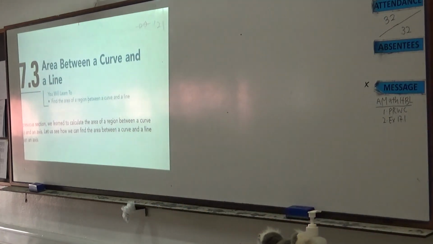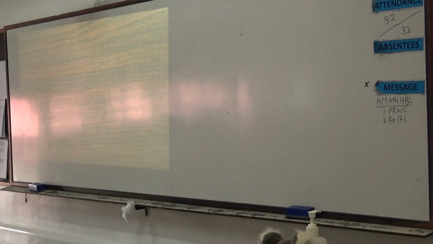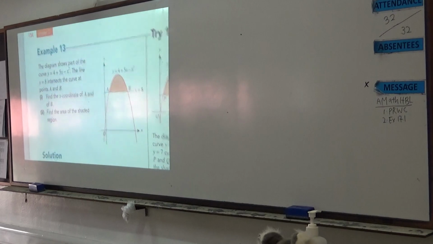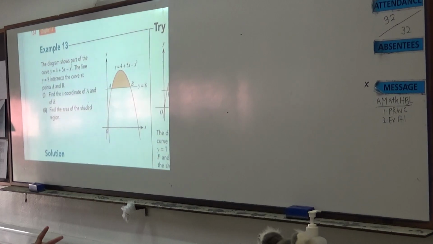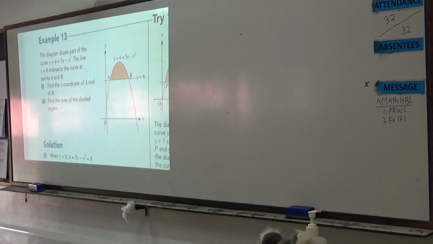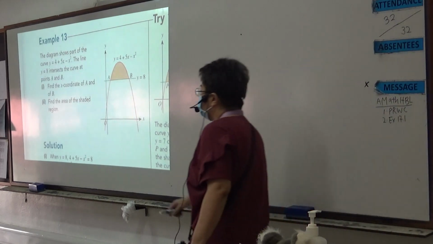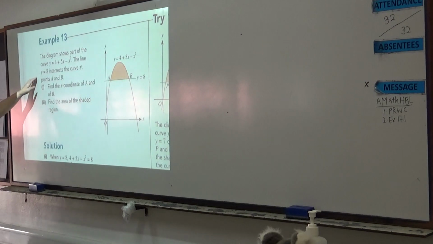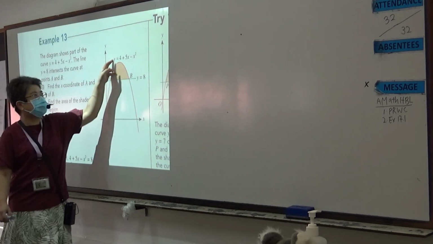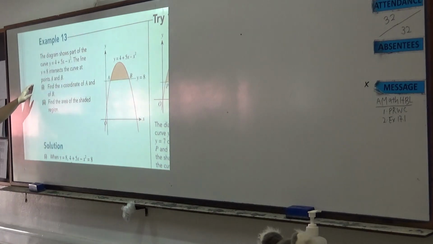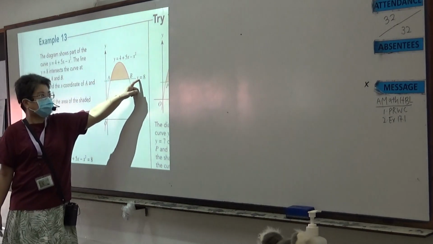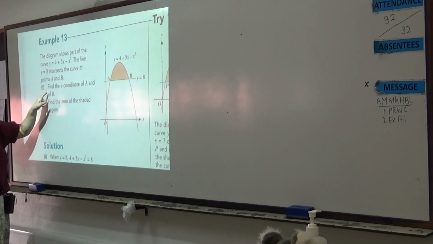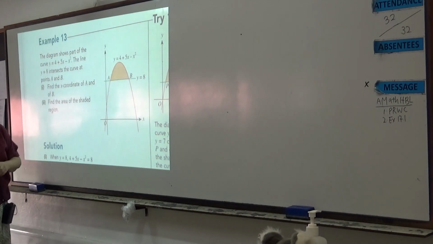Alright. Let's take a look at this particular example, Example 13. I will show you both ways. The diagram shows part of the curve y equals 4 plus 5x minus x squared, this whole thing, and the line y equals 8 intersects the curve at points A and B. First of all, find the x coordinate of A and B.